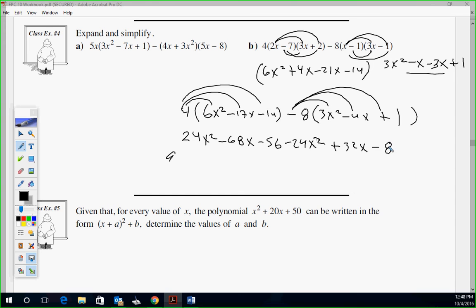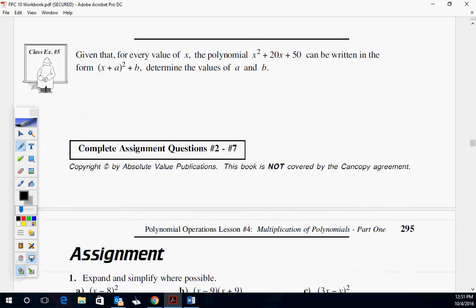Now I can just combine my like terms. So again, we get the nice luxury of these canceling. Negative 68 plus 32 would be a negative 36. Negative 56 minus 8 is a negative 64. Okay, we got one left. Questions on that one? I'm wearing you out. All right, you got a break in a second.